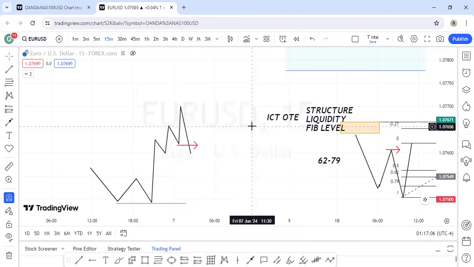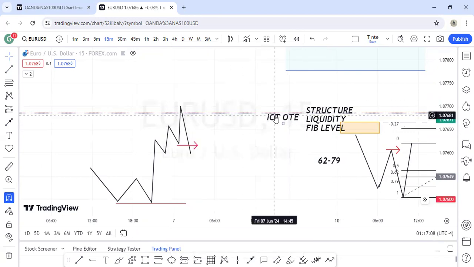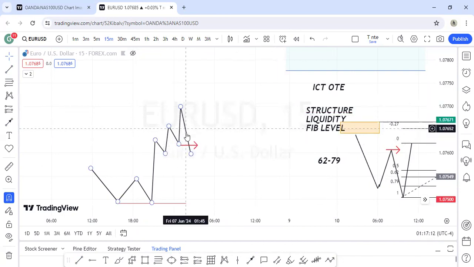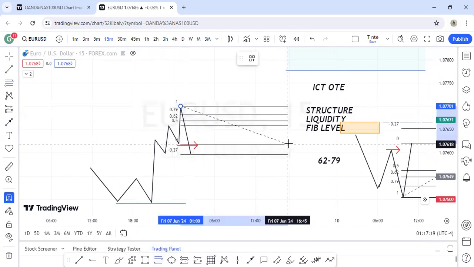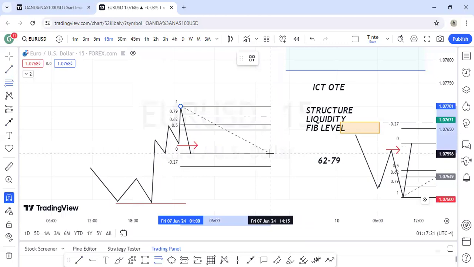All right. So structure, liquidity, fib level. That is all. That is how to trade ICT. So price comes here. What do you see? Break of structure. Now what do you do? Simply plot your fib. Draw from this high down to the low, right?